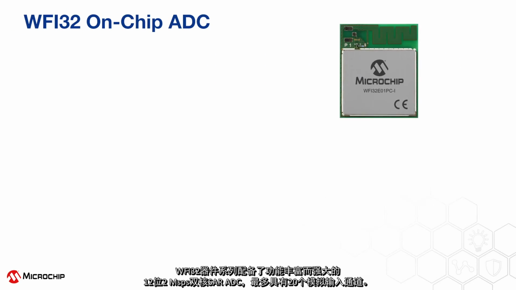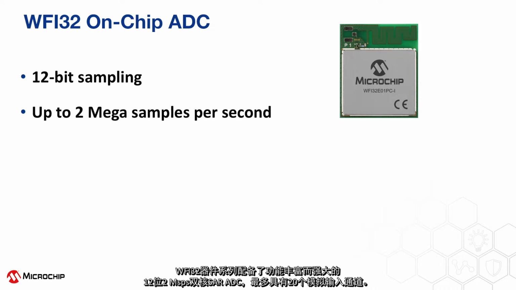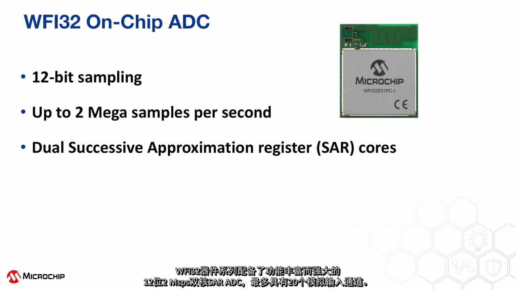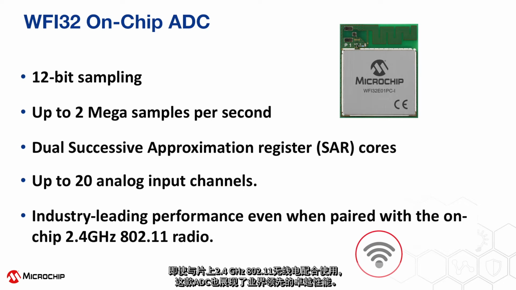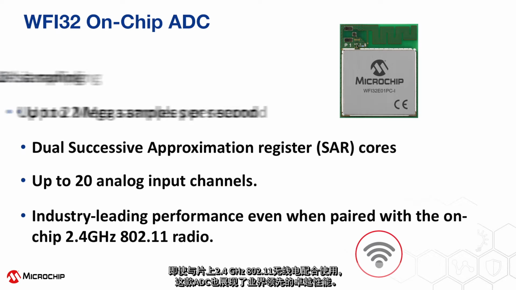The WFI32 device family comes with a power-packed 12-bit 2 Msps dual-core SAR ADC with up to 20 analog input channels. Even when paired with the on-chip 2.4 GHz 802.11 radio, this ADC showcases excellent, industry-leading performance.